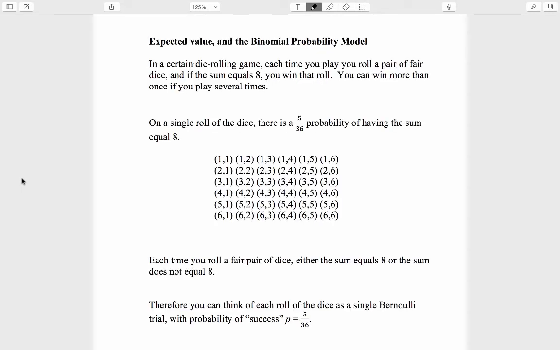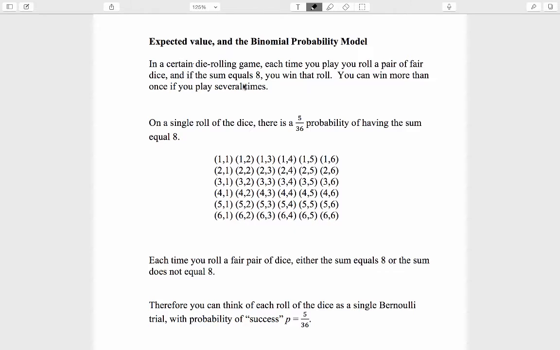Now that we've looked at the binomial probability model and seen a number of examples of its use, we can ask, how can we use it to solve problems involving expected value? Here's one of the examples we looked at of the binomial probability model in action.